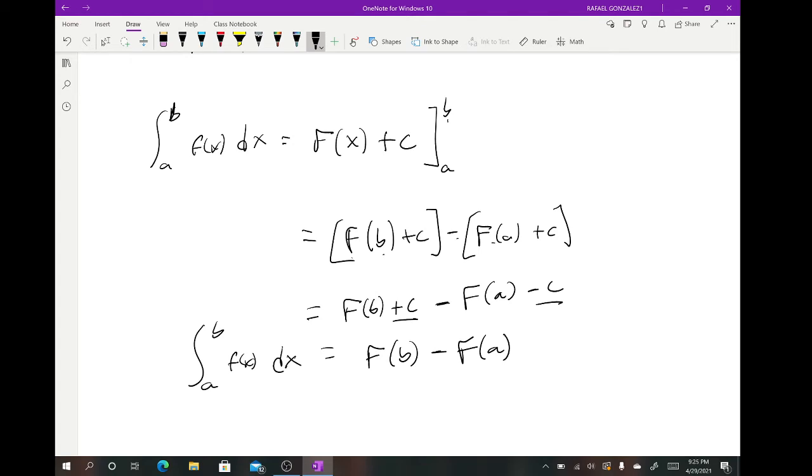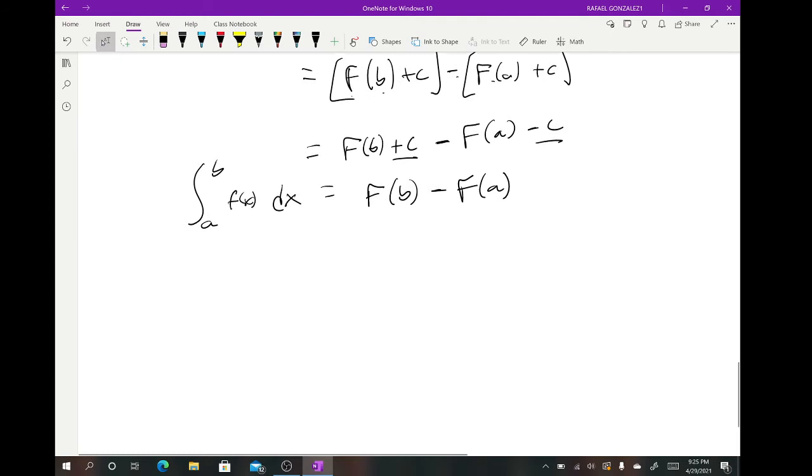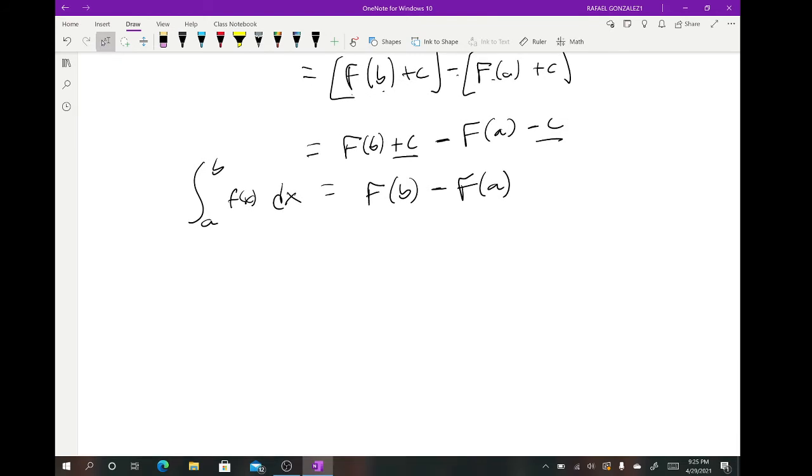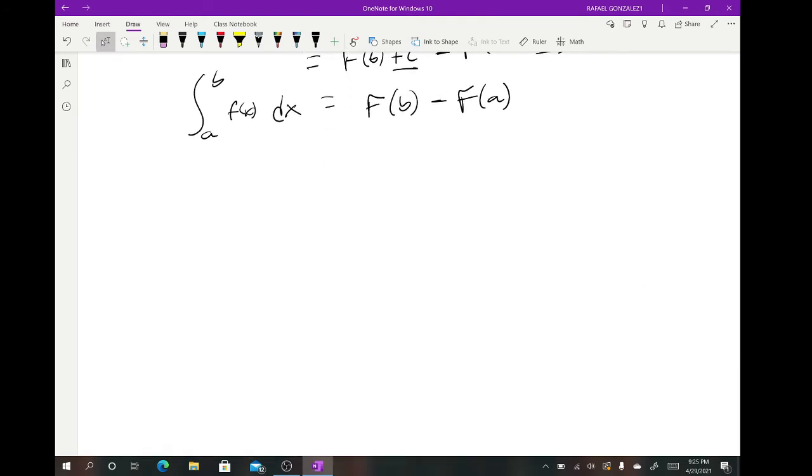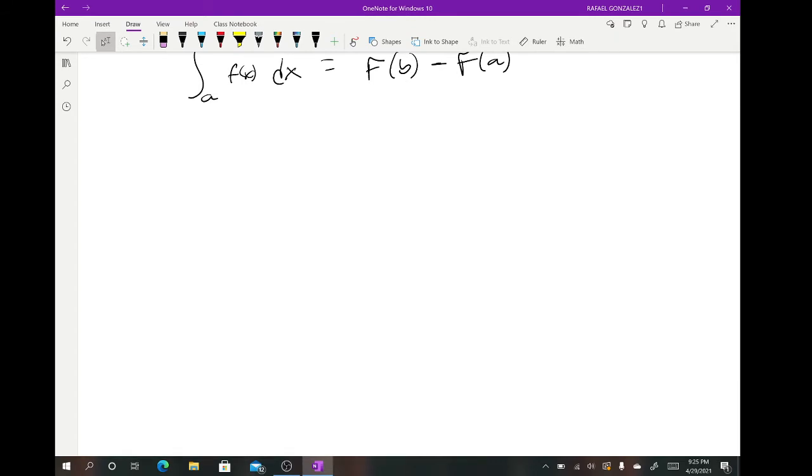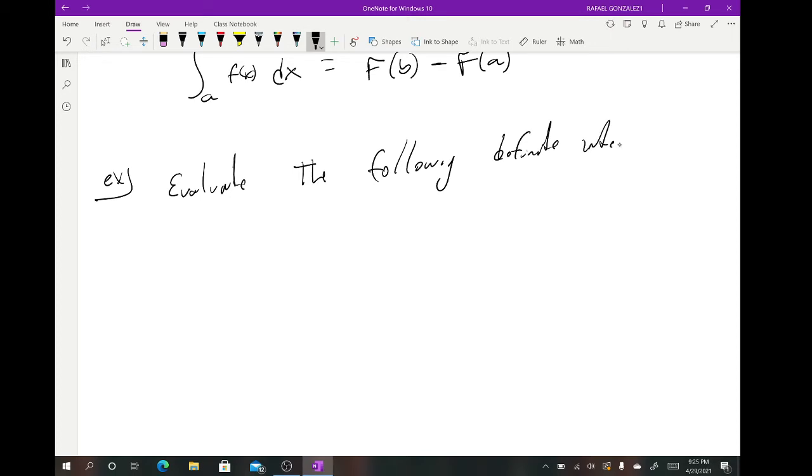So this is, again, if you don't remember anything else that we did the whole semester, this is probably the one thing that you should remember. There's a reason why it's called the fundamental theorem of calculus. Okay, let's do some more examples. So let's say somebody tells us to evaluate the following definite integrals.